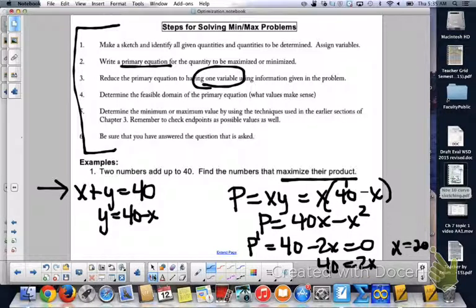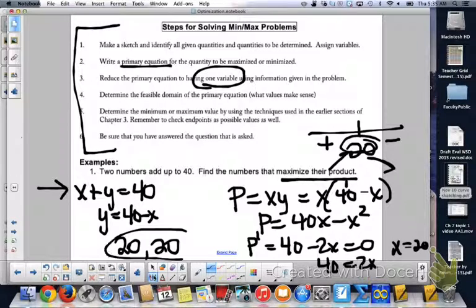Go back over, actually do a number line and just check that. If we put in 19, P prime, 40 minus 2 times 19, that's positive. And if we put in 21, 40 minus 2 times 21, that one ends up being negative. Increasing to decreasing, yes, we have a max. So the two numbers, 40 minus 20, our two numbers would be 20 and 20. Okay, and that's how you do that one.